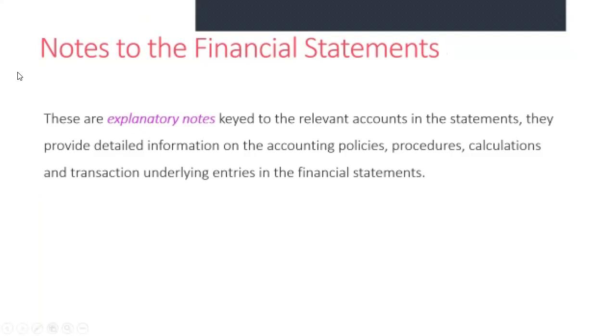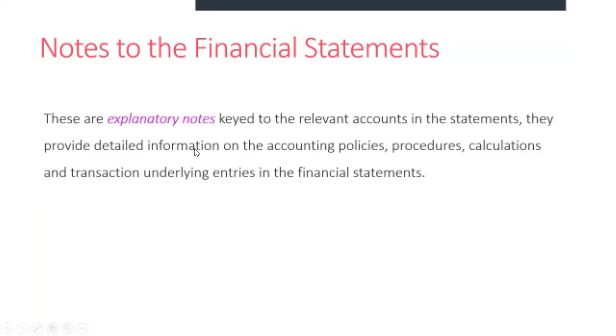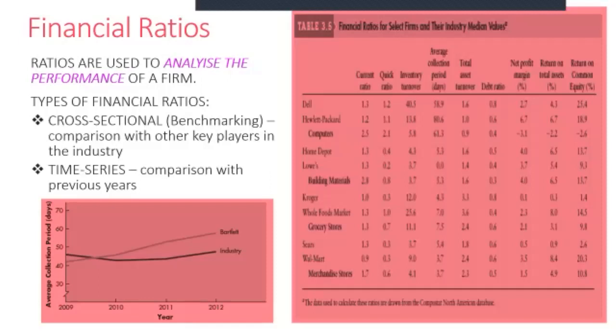The notes, as we said, are explanatory notes keyed to the relevant accounts in the statements. They provide detailed information on the accounting policies, procedures, calculations, and transactions underlying entries in the financial statements. Now look at NFM and familiarize yourself with some of the notes, what they look like. So financial ratios, this is the meat of the activity now. Ratios are used to analyze the performance of a firm.